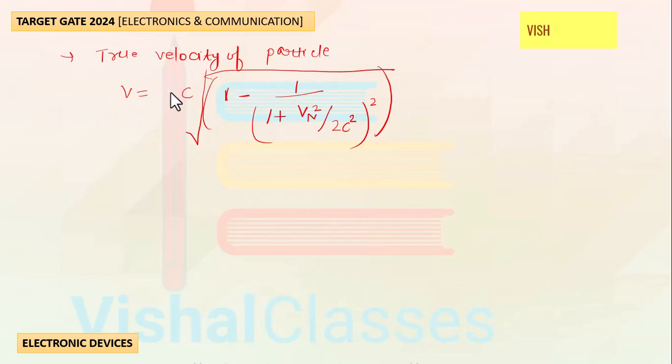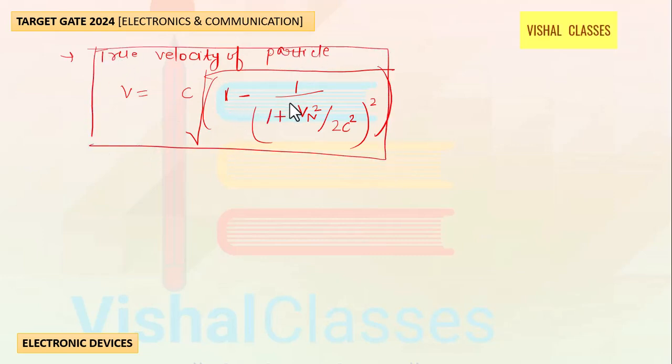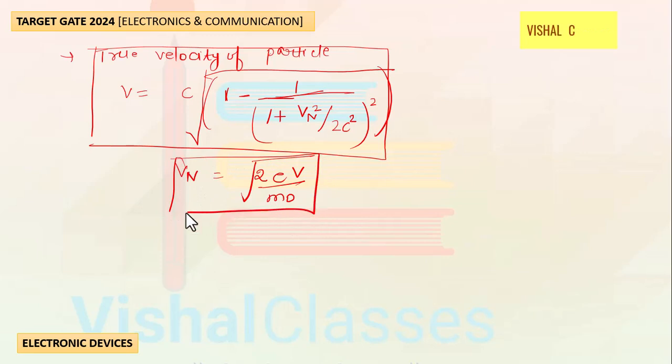True velocity of particle v is equal to c square root of 1 minus 1 divided by 1 plus vn square upon 2c square, the whole power square. vn is root 2 eV upon m naught. Okay, this value we have already written.